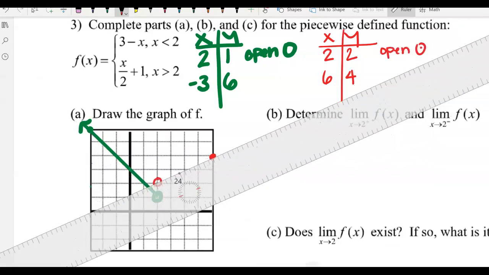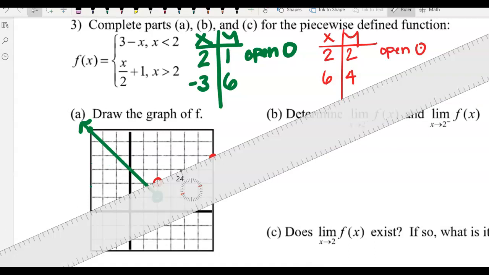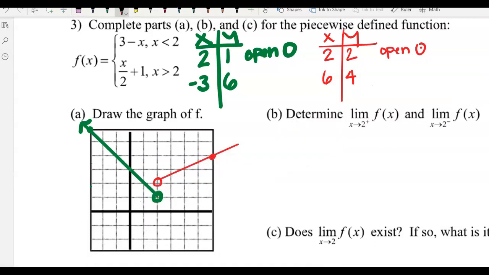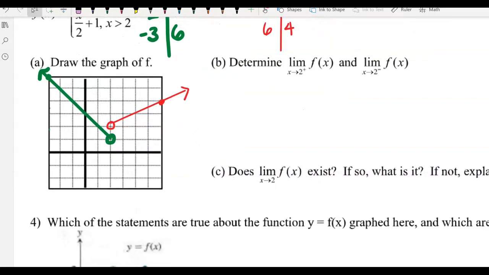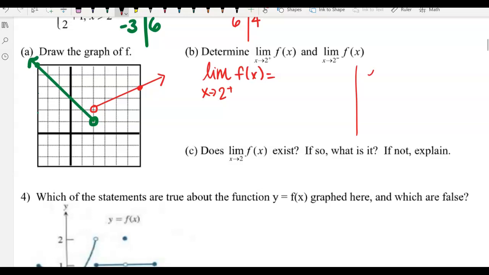Is this what you guys have? Maybe? Okay. All right. Part B. Emily, help us read part B. Perfect. Let's write those down. We want to find the limit as x approaches 2 from the right side. And then the second half of the question is finding the limit as x approaches 2 from the left side. Okay, we just defined those.